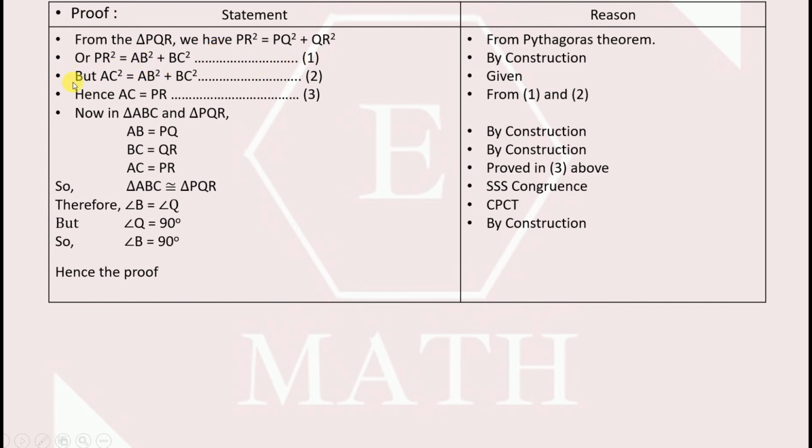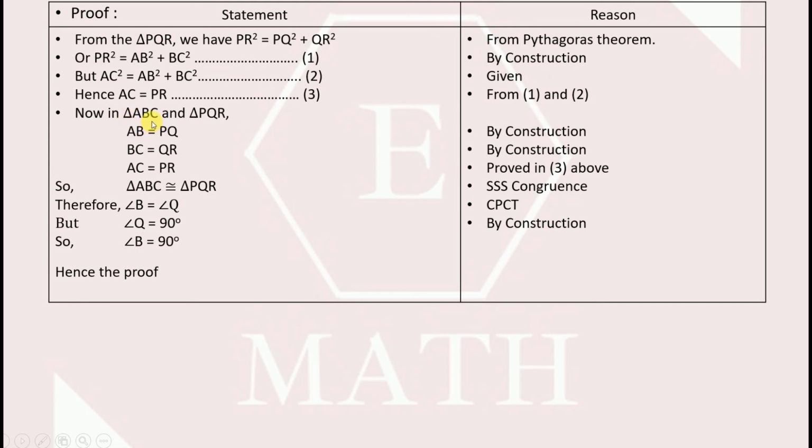Now, according to the given data, we have AC square is equal to AB square plus BC square. Let me call it equation number 2. This is given in the theorem. Hence AC will be equal to PR. Since in these two equations, 1 and 2, both right hand sides are equal, both left hand sides should also be equal, right? So AC is equal to PR. Let me call it equation number 3.